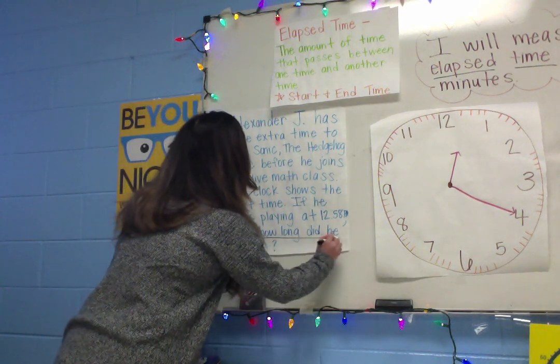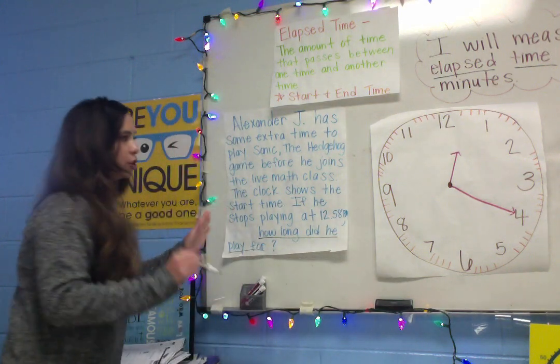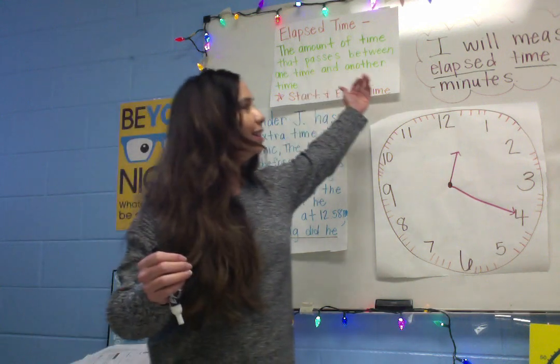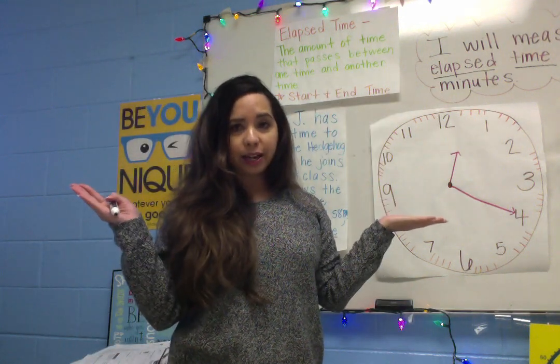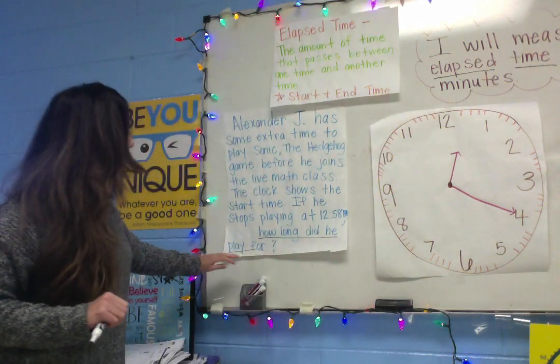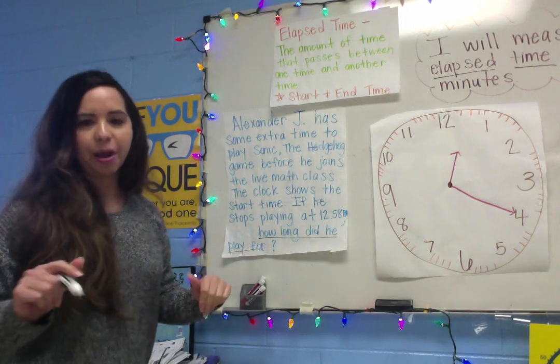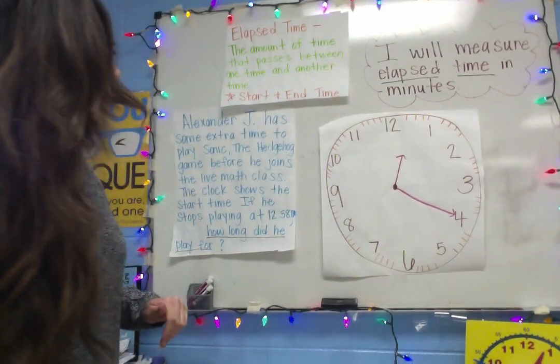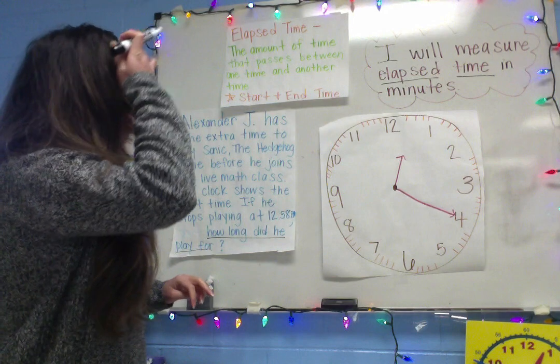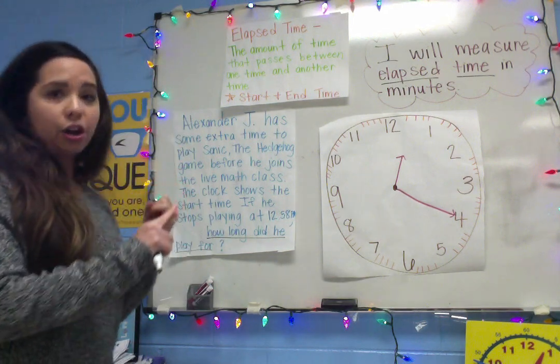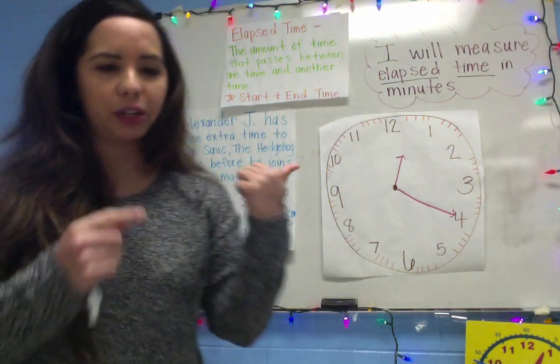All right, so we want to know how long did he play for. So we are solving for elapsed time. How long did it take for Alexander Johnson to play his video game? How long did he play that Sonic the Hedgehog game? All right. So what do we know? We know exactly the start time. Let's look at the clock.